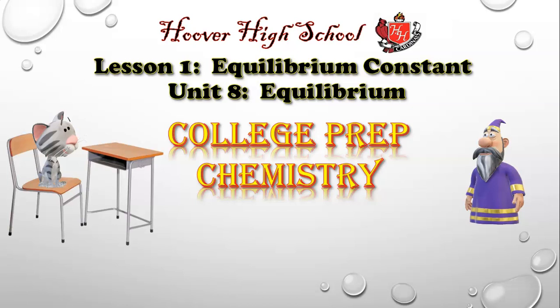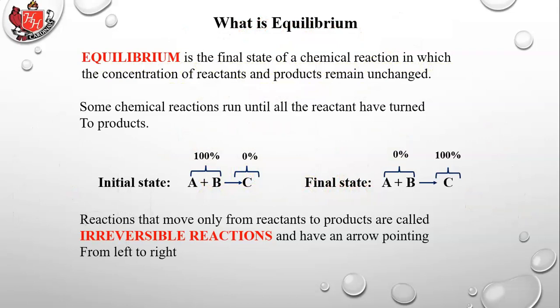Chemistry and Honors Chemistry. This is a new unit called equilibrium, and we're going to start off talking about something called the equilibrium constant. So what is equilibrium? Equilibrium is the final state of a chemical reaction in which the concentration of reactants and products remain unchanged. So some chemical reactions run until all of the reactant have turned into products.